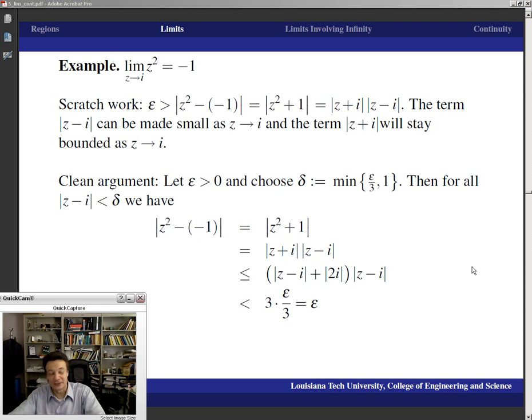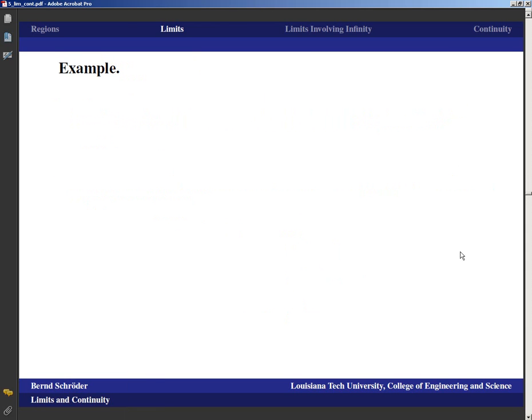And so there are various ways to do that. On the other hand, if it helps you to first do the scratch work and then the clean argument, by all means, go ahead and do it. This stuff is hard, and we want to get it right. That's the main thing.